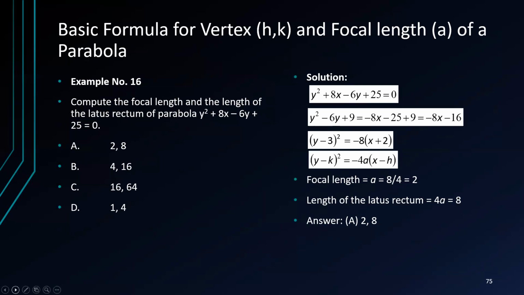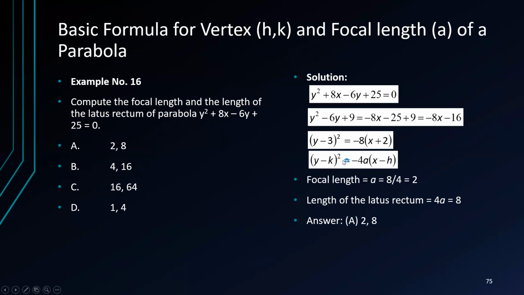Example number 16. Compute the focal length and length of the latus rectum of parabola y squared plus 8x minus 6y plus 25 is equal to 0. Solution. The equation is y squared plus 8x minus 6y plus 25 is equal to 0. Then, completing the square, y squared minus 6y plus 9, nagdagdag tayo ng 9, is equal to negative 8x, ito, minus 25 plus 9, kasi ito yung nag-add mo. So, this will become negative 8x minus 16. So, magiging y minus 3 squared is equal to negative 8 times x minus 2.